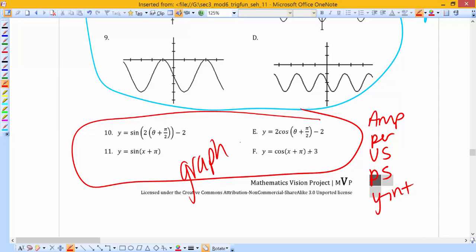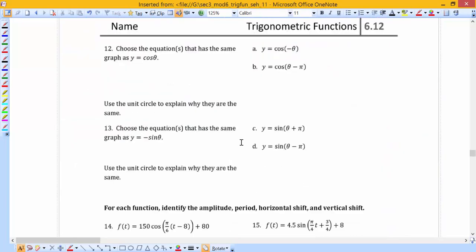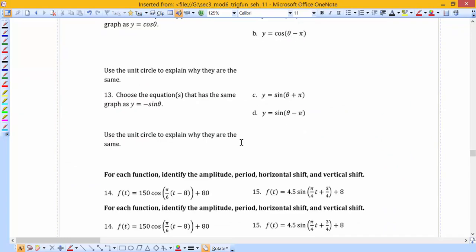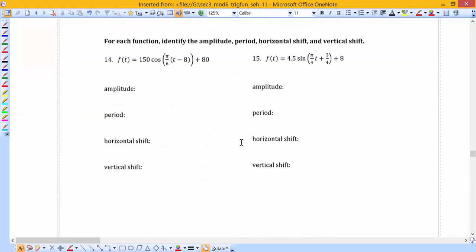You guys have a test on Tuesday where you are going to have to be doing this stuff. Maybe not so much with the phase shift, but if you can graph a phase shift, you guys, you can graph sine and cosine. Challenge yourselves. I'm not worried about 12 and 13. 14, you're not graphing, you are identifying amplitude, period. Your horizontal shift, that's your phase shift. And then you have the vertical shift.